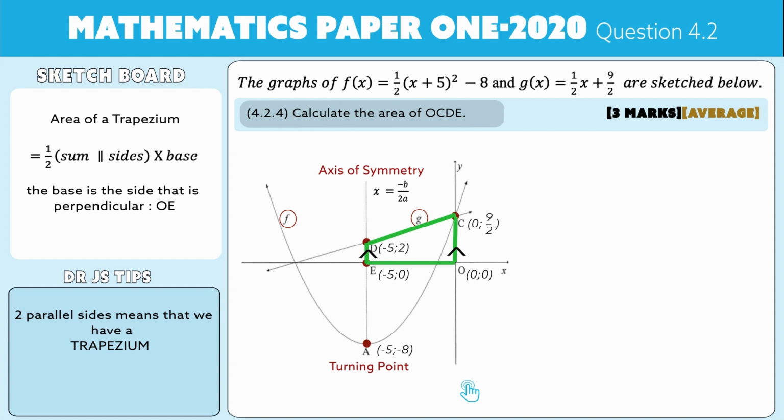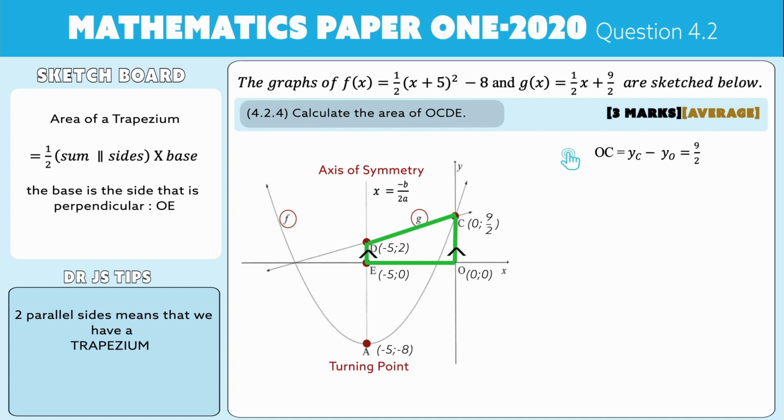Well, C is the y-intercept of the parabola. So to find that length, I need the y-intercept of either the parabola or of the line, because they both intersect at that point. Now remember, the quickest way to do this, remember our line equation, g of x was a half of x plus 9 over 2, that would be the point 0 and 9 over 2. Obviously, O is the point 0, 0. So OC will be 9 over 2 units long.